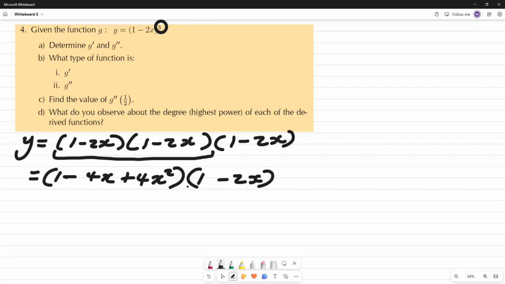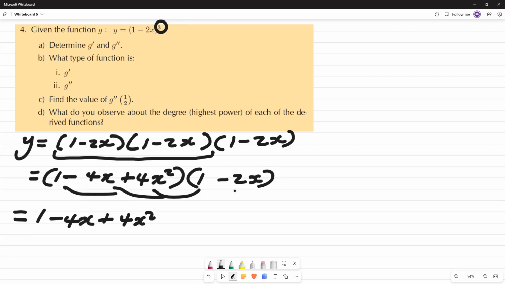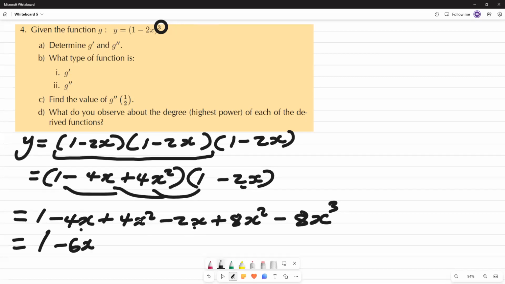Now I'm going to firstly multiply everything by this one. So nothing changes because anything multiplied by 1 remains the same, right? Then now I'm going to do the same by negative 2x. This will give me minus 2x. This and that will give me plus 8x squared. This and that will give me minus 8x cubed. Now let's get like terms. 1 doesn't have a like term. This and that gives us minus 6x. This and that gives us plus 12x squared minus 8x cubed.